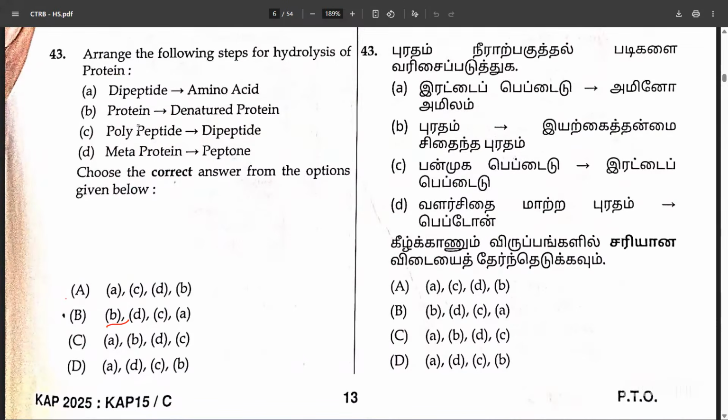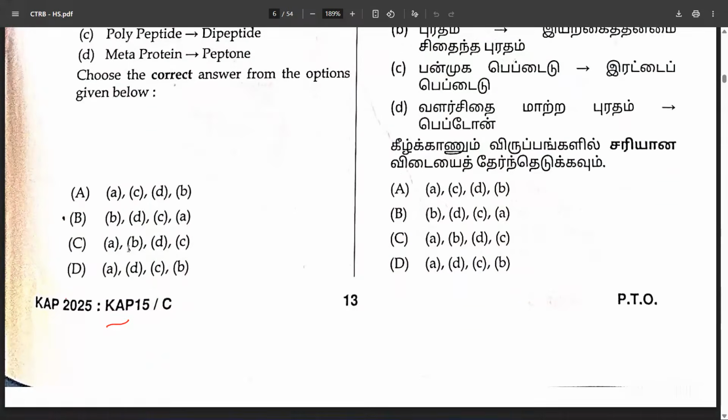So the sequence will be, first, denaturation. This is the initial step, where the protein complex structure unfolds into the denaturated protein. Then there will be the formation of metaprotein and peptones. The denaturated protein is broken down into small intermediate products like metaprotein and peptone. Then there is polypeptide, which is the further hydrolysis process. After that we have dipeptide and amino acid. The last final step is amino acid formation. So here B will be the right answer.